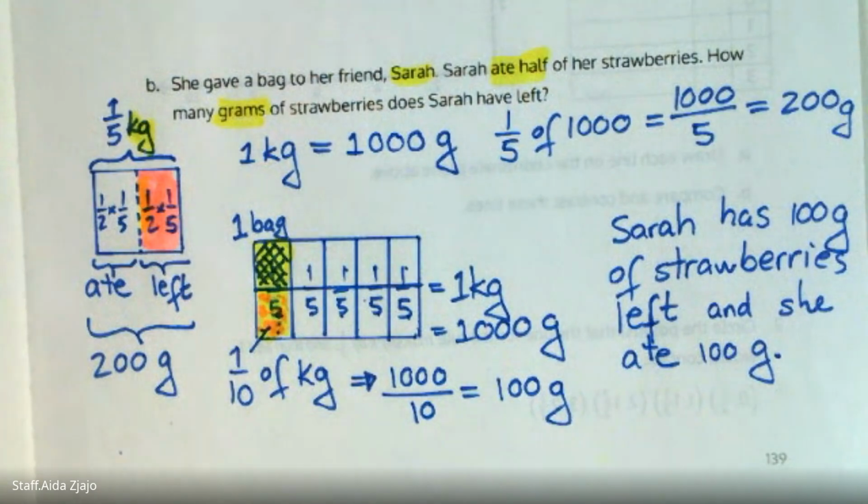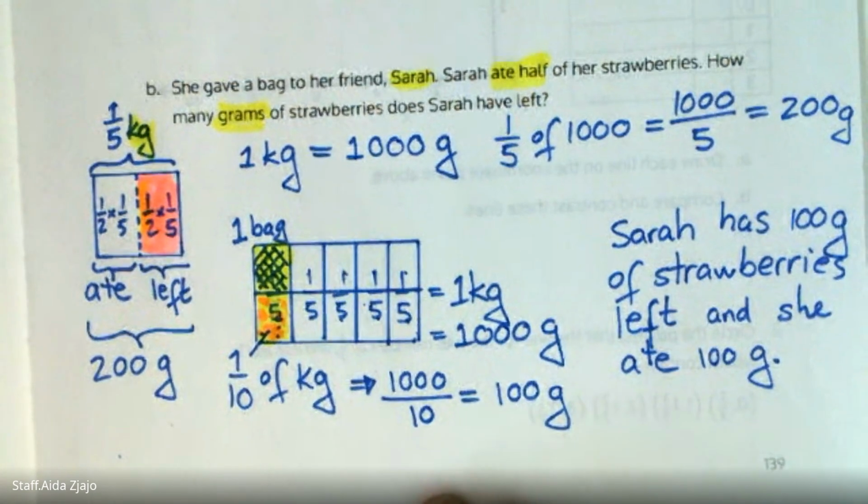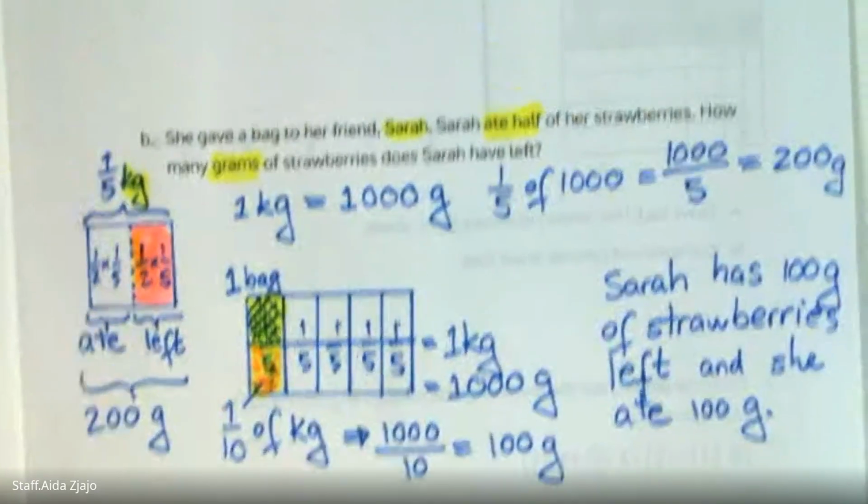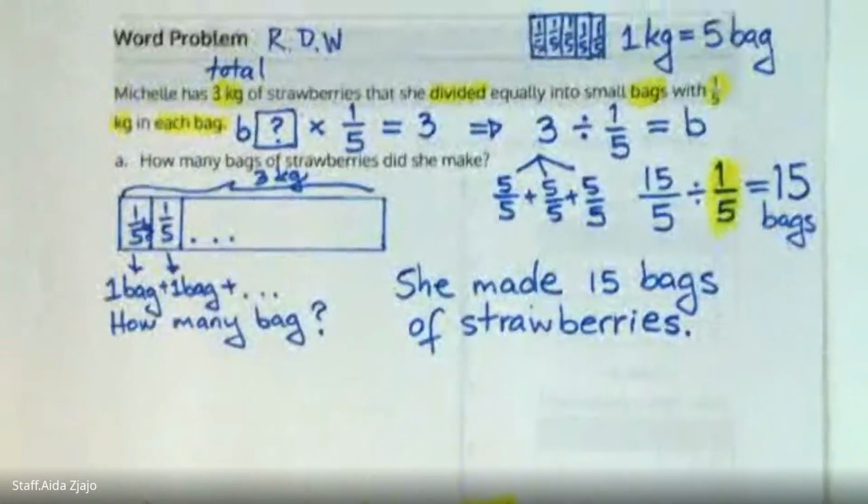Okay, and that is lesson 11, word problem, part B. I hope it makes sense to you. And that was part B, and then this was part A.